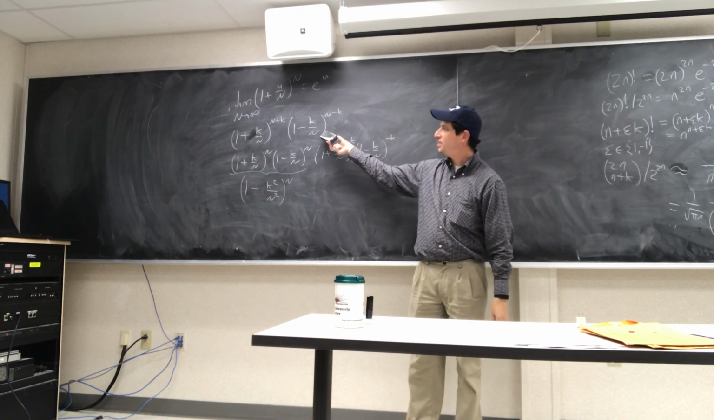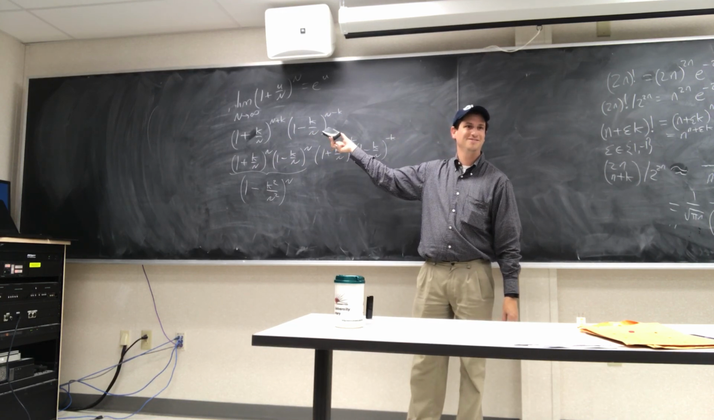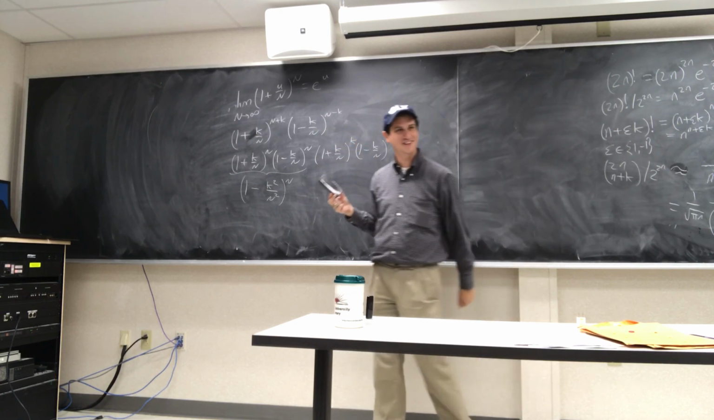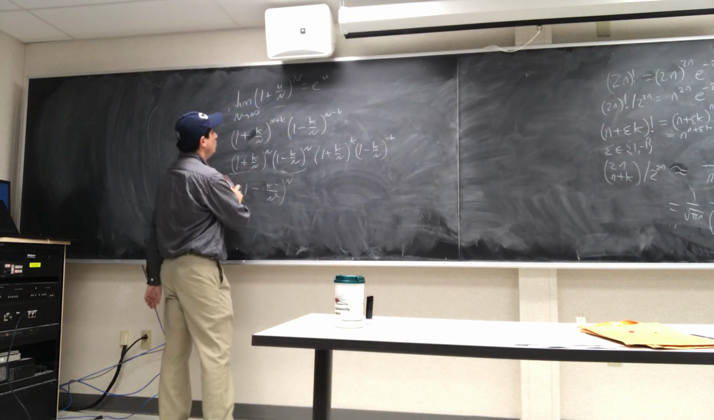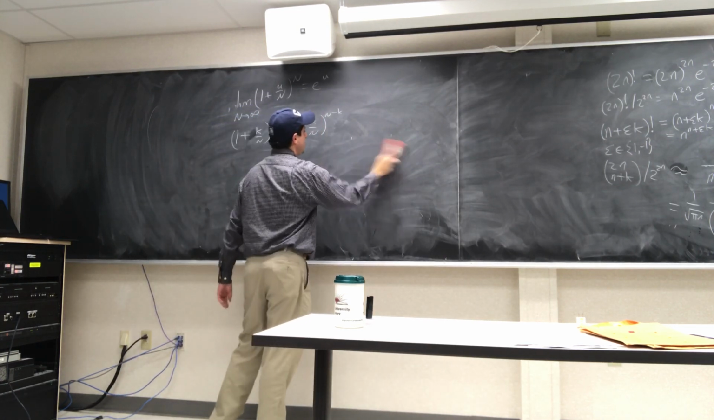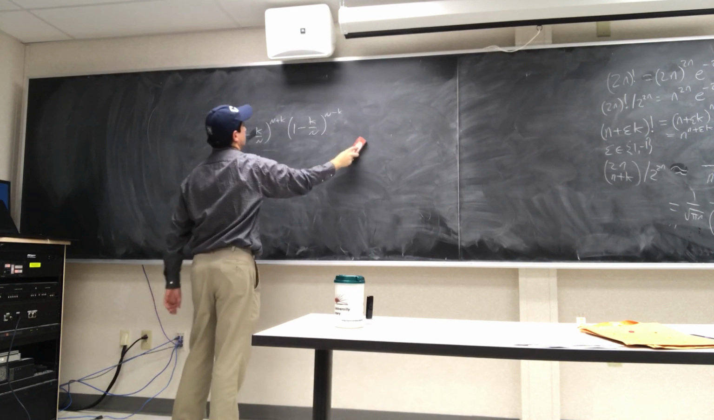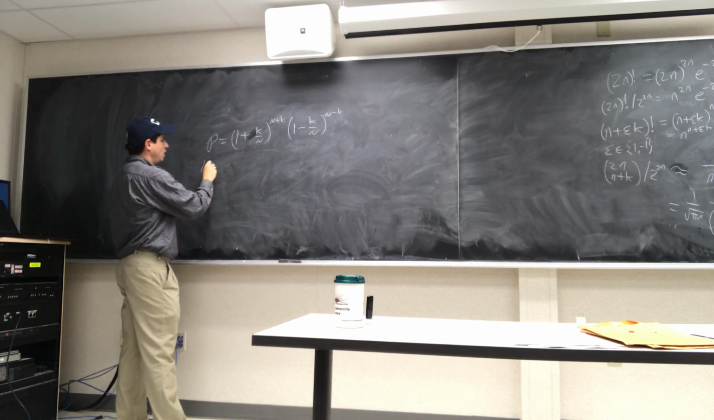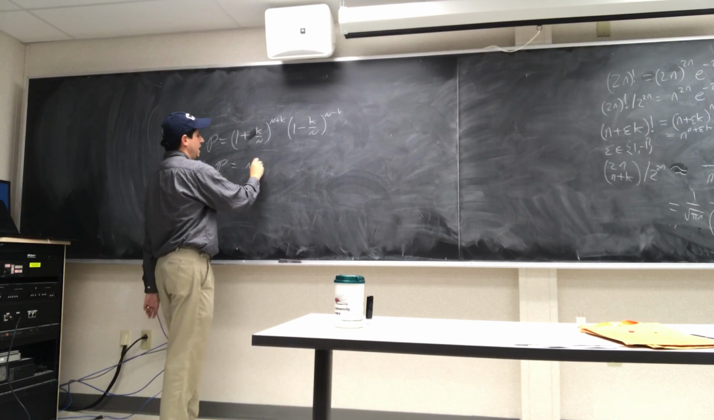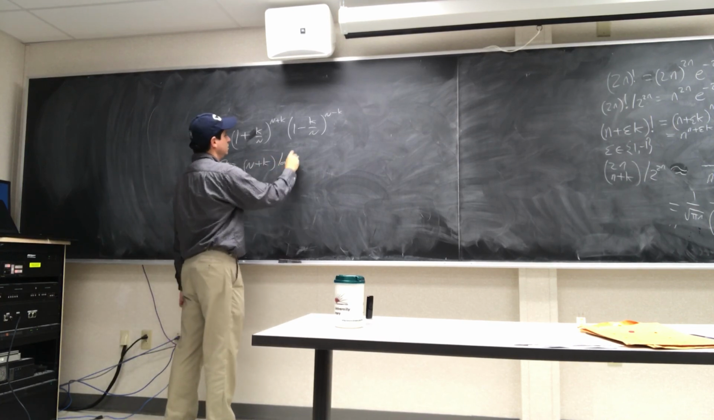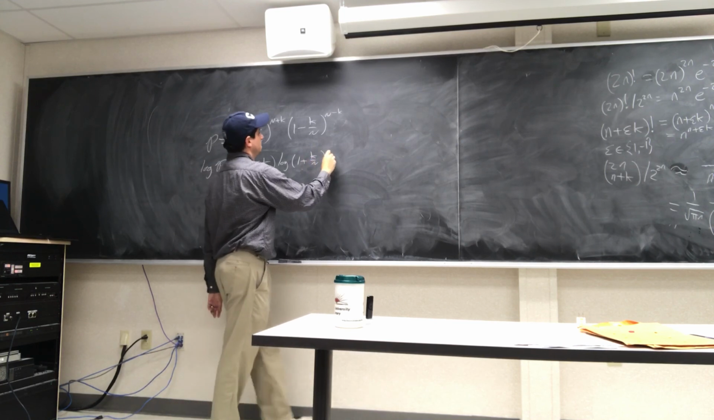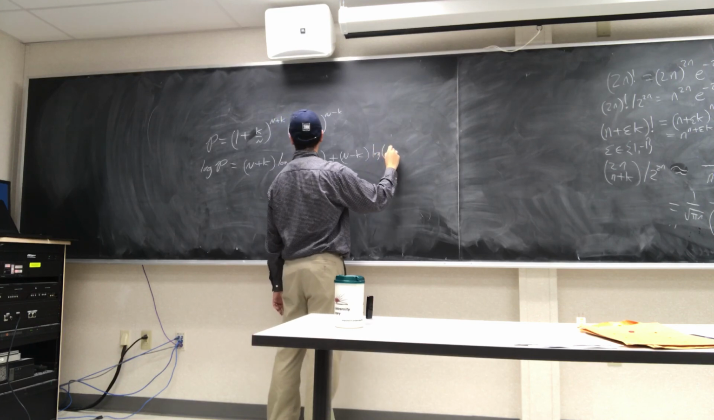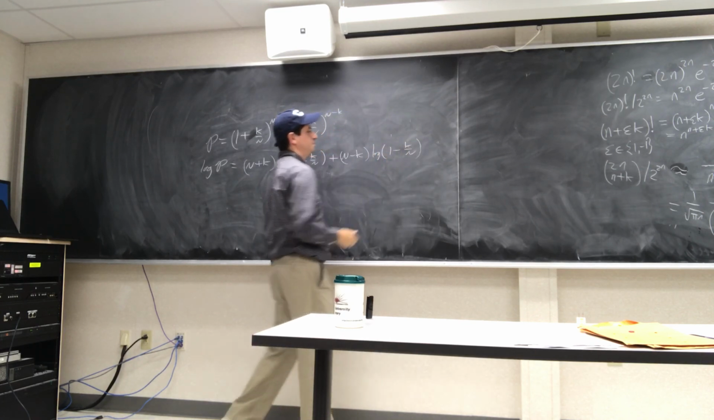So what should I do? How should I handle this product? If you've had a class with me, you know by now what to do. Logs, excellent, right? You have a Pavlovian response. Whenever you see a product, you take logarithms. So let P be that product. Then the log of P is going to be (n + k) times the log of (1 + k/n), plus (n - k) times the log of (1 - k/n).